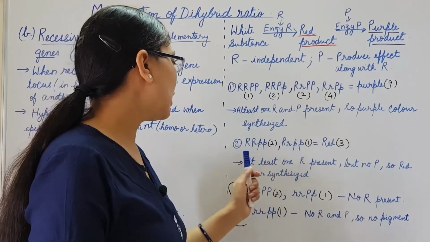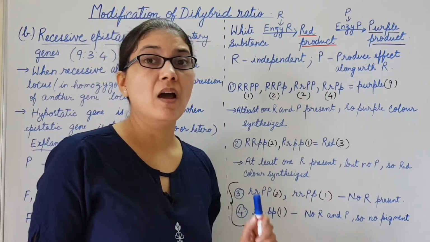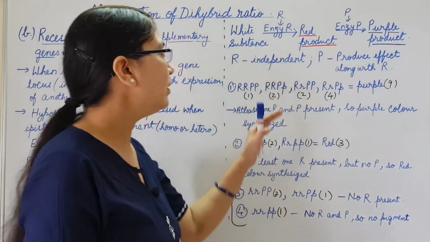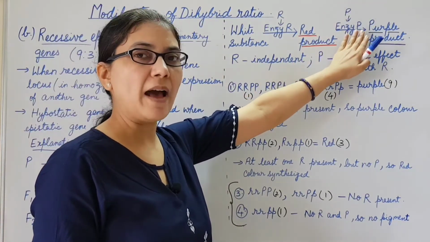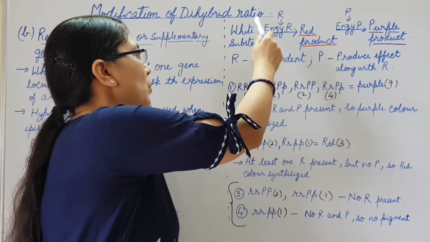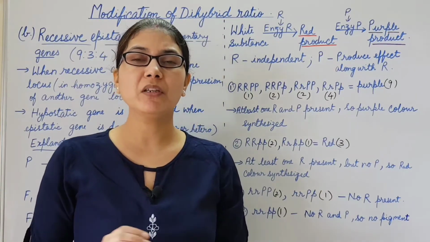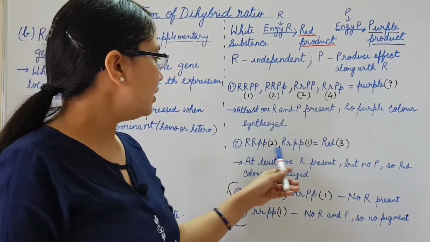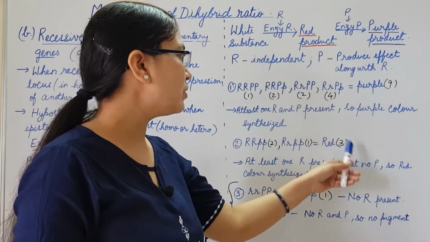In this type of genotype, at least one copy of dominant R is present, but homozygous recessive p is present. So only functional enzyme R is present, but there is the absence of functional enzyme P. So the white substance is converted into the red product, but it is not further converted into purple product in the absence of functional enzyme P. So in this type of genotypes, we get red flower plants and their number is 3.